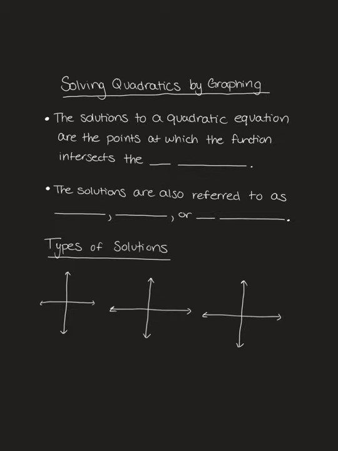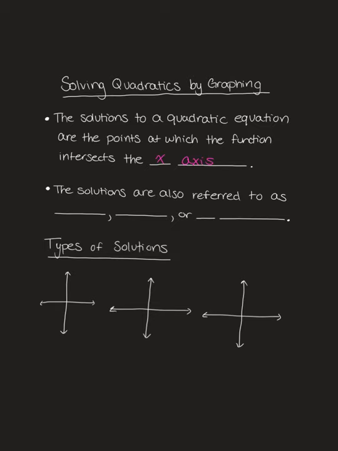So today we're going to talk about solving quadratics by graphing. A quadratic function is x squared, and its graph is called a parabola. It looks like a U. The solutions to a quadratic equation are the points at which the function intersects the x-axis. Those are the solutions.